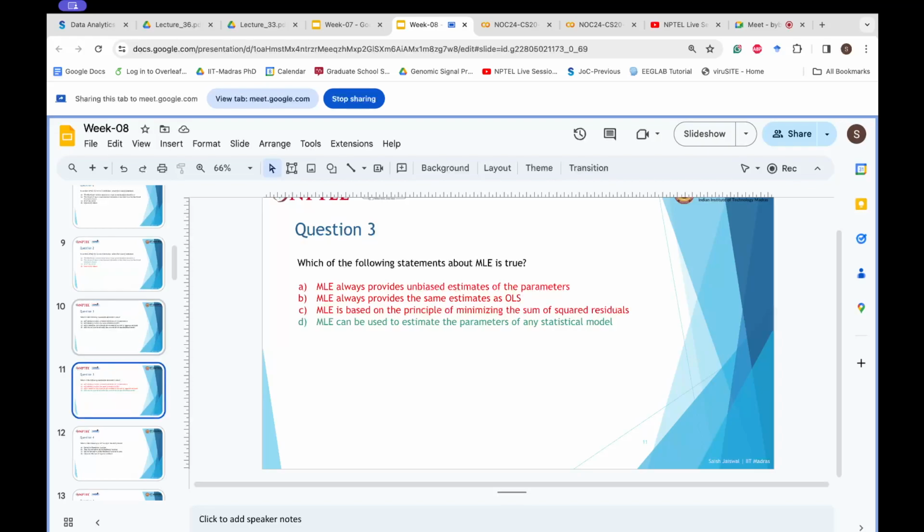So MLE can be used to estimate the parameters of any statistical model, whether it is normal distribution or Poisson distribution or exponential distribution, binomial distribution, Bernoulli distribution, anything. We just need to know the formula for that particular distribution, its unknown parameters, and the data points.